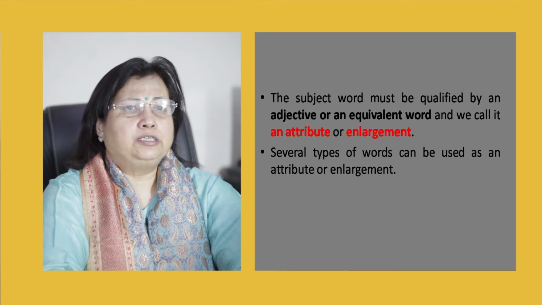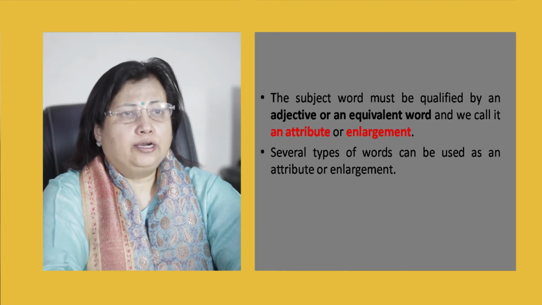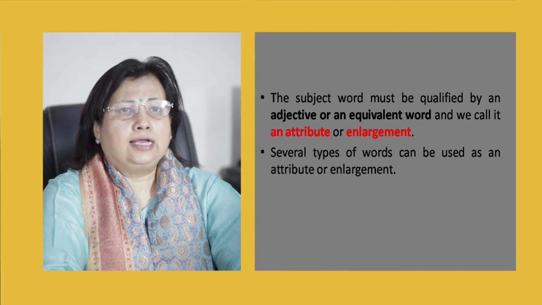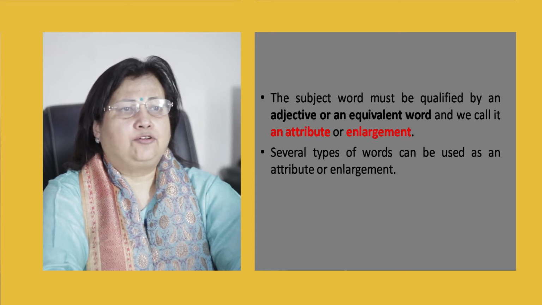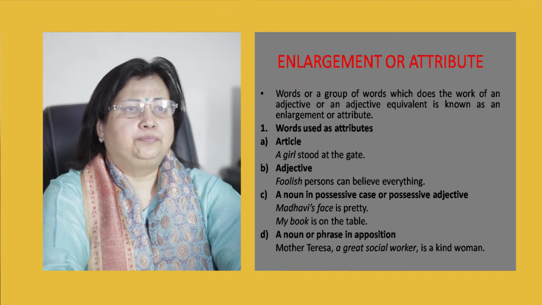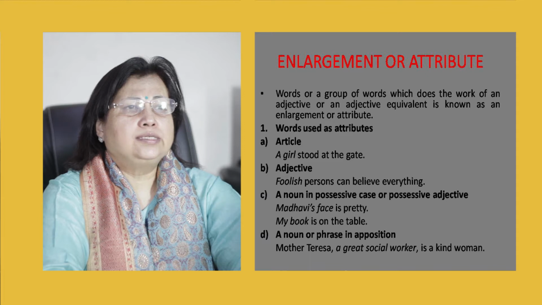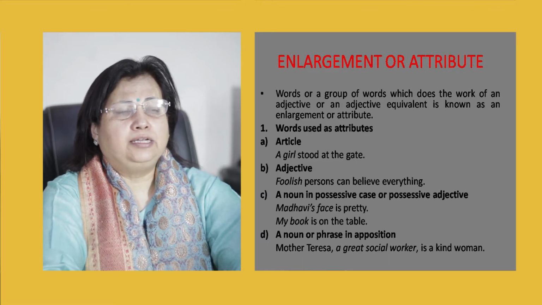The subject word may be qualified by an adjective or an equivalent word, and we call it an attribute or enlargement. Several types of words can be used as an attribute or enlargement. Enlargement or attribute: words or group of words which do the work of an adjective or an adjective equivalent are known as an enlargement or attribute. Words used as attributes. Article: A girl stood at the gate. Adjectives: Foolish persons can believe everything.